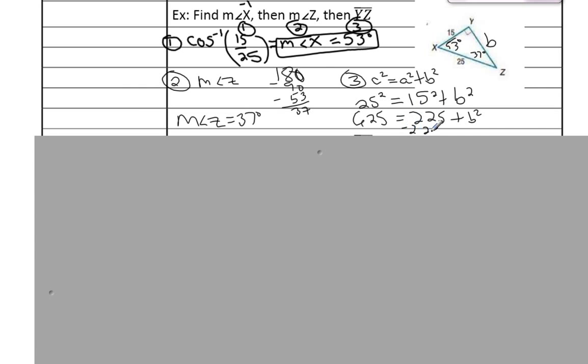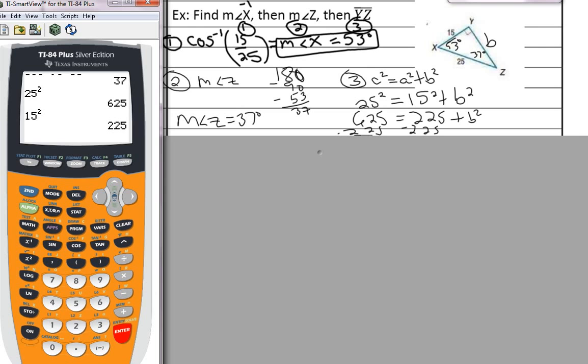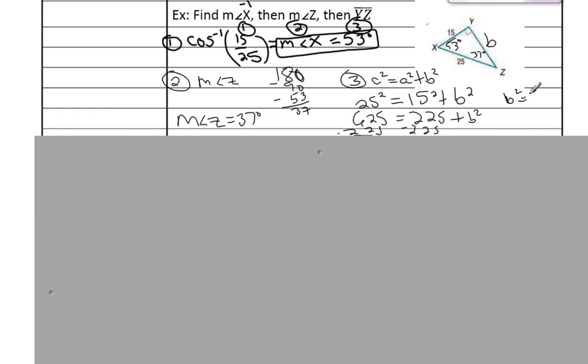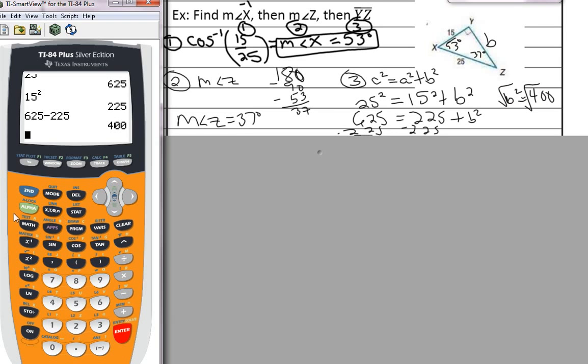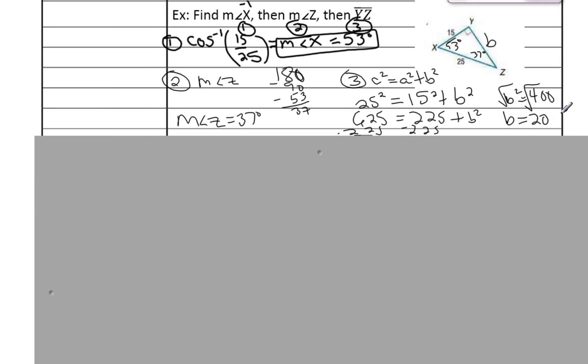I would subtract 225 from both sides. So 625 minus 225 gives me 400. So b squared equals 400. And now I want to undo the square here. I have to square root both sides. So I take the square root of 400 and I'm going to get 20. So b equals 20, which is side YZ.